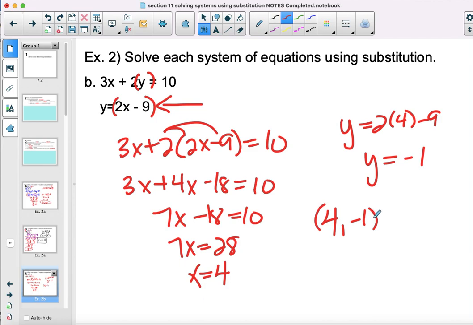We want to see if it works, so we're going to check our solution. We're going to plug it back into the top equation. That would be 3 times 4 plus 2 times negative 1. 3 times 4 is 12, plus negative 2 is 10. So I can circle that and know that that is the correct answer.